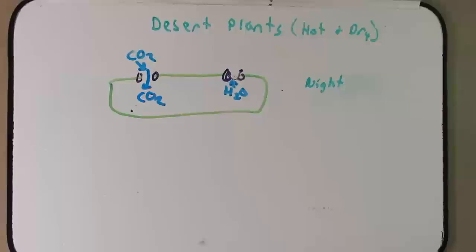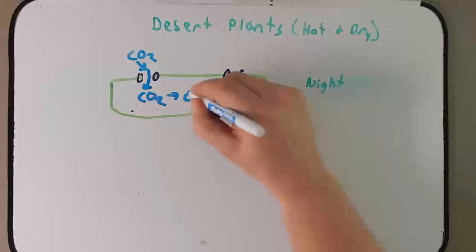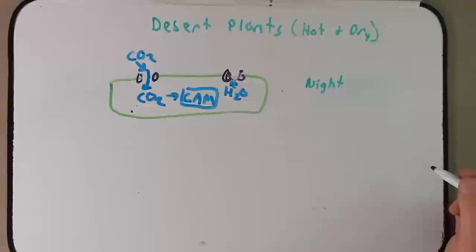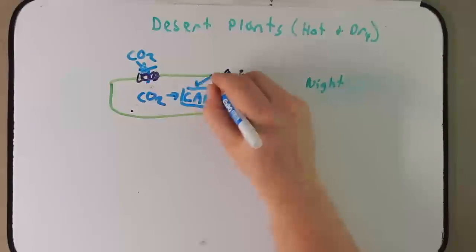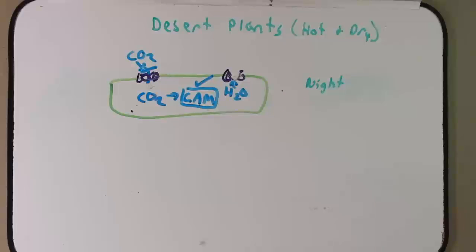Now at this point it's useless to the cell because there's no light, so you're not generating the NADPH and the ATP from the light reactions. So the CO2 is just sitting here. And what happens is it's stored into these molecules that we're just going to call CAM. C-A-M. And CAM will hold on to these carbons, and then when the sun comes out again, the stomata close, the CO2 can't get in, but that's okay because there's this big store of carbon in the plant cell that can now be used in the Calvin cycle.